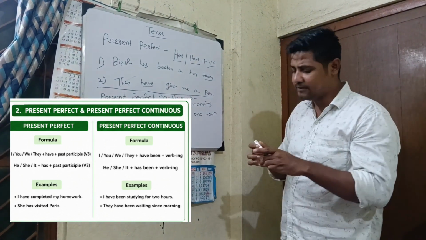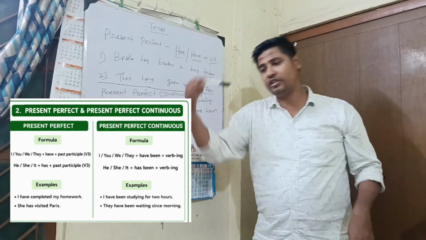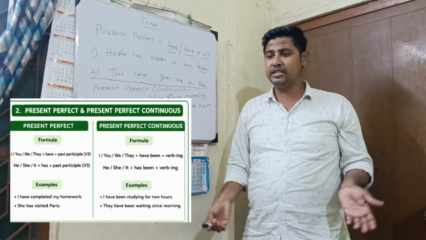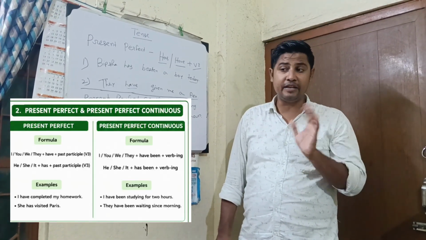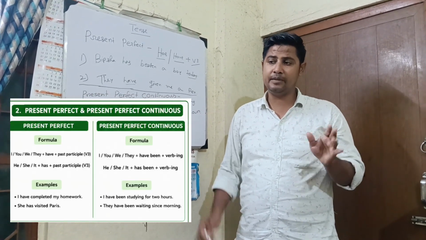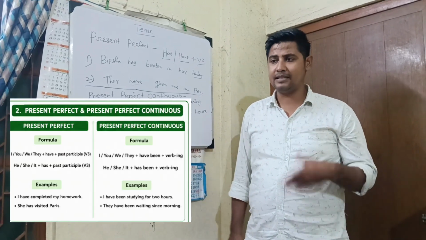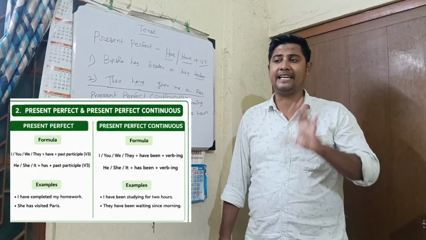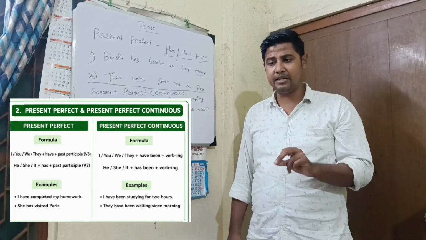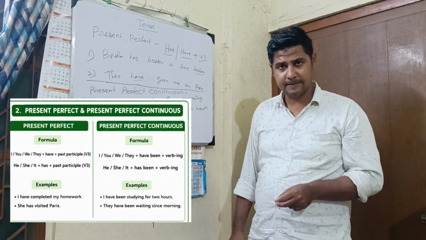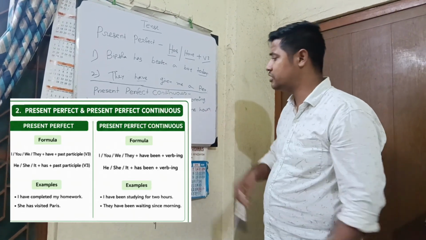So they might have given me a pen last year on the day of Teachers' Day, and I'm still using it. In that case also I can say, if I don't mention the time frame, that they have given me a pen, so that is okay. But if I want to mention the time frame, like they gave me this pen last year, so it is better to say in simple present tense. Got it? Now present perfect continuous tense.